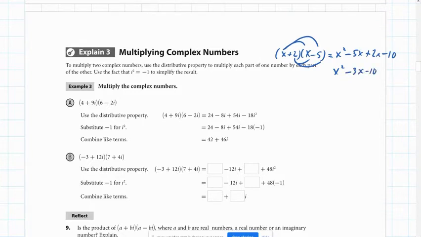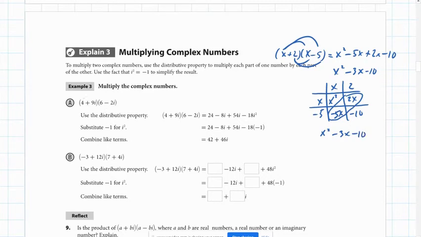You could also do the box method. We did x plus 2 and x minus 5 using the box method. This would be x squared. x times 2 is 2x. x times negative 5 is negative 5x. And negative 5 times 2 is negative 10. Then we combine these, and we get x squared minus 3x minus 10. Same answer, but by using the box method.